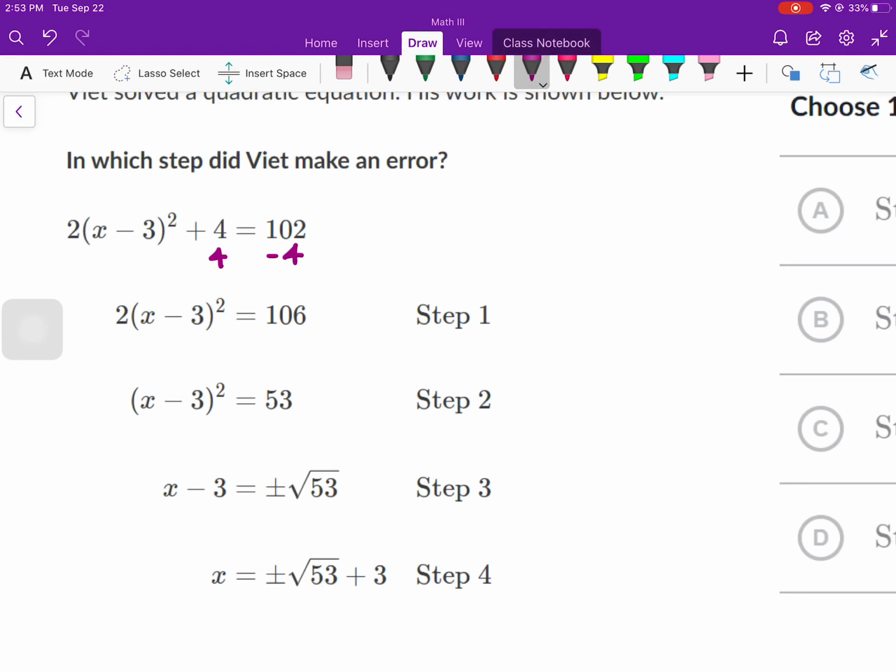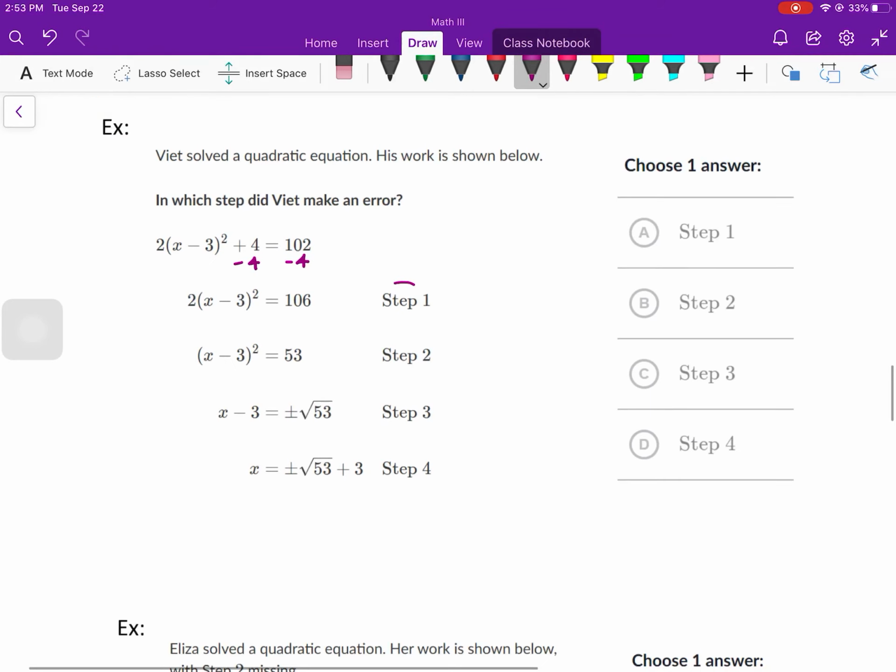So where was the mistake made? That would be in step 1. Step 1, this should be 98. So step 1.